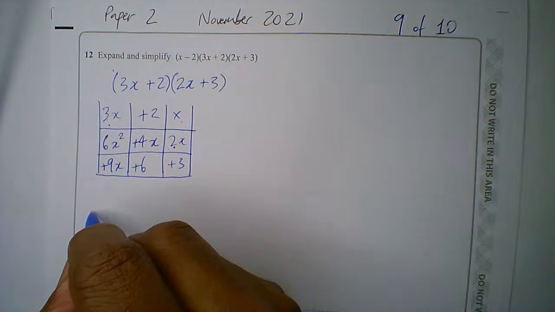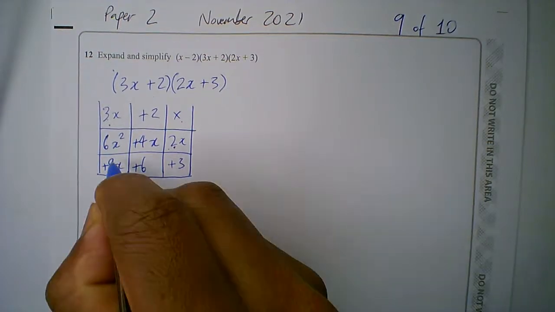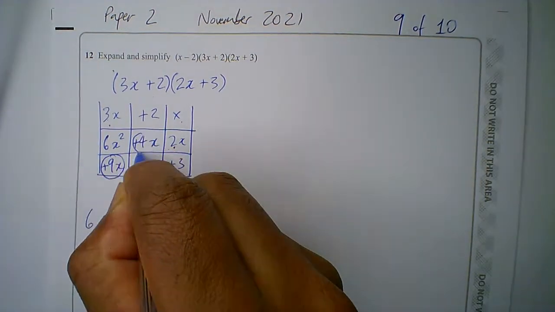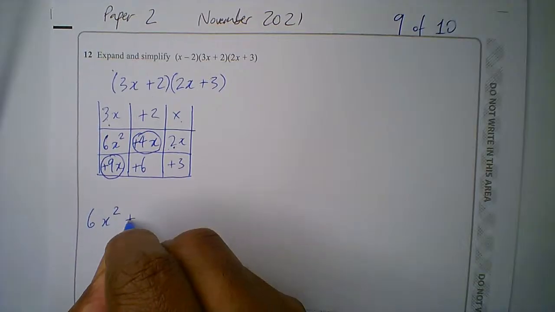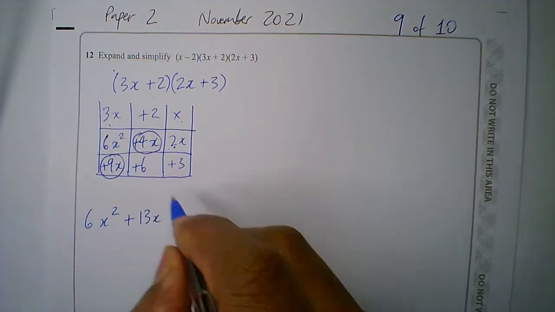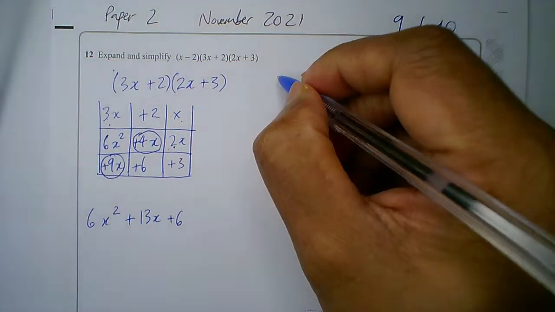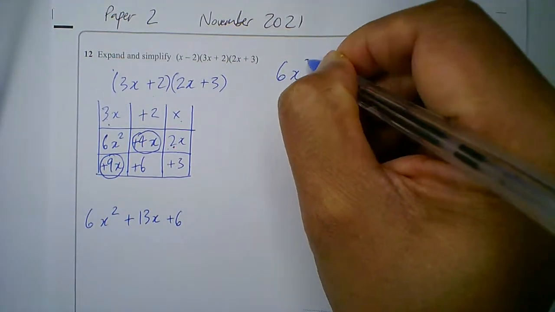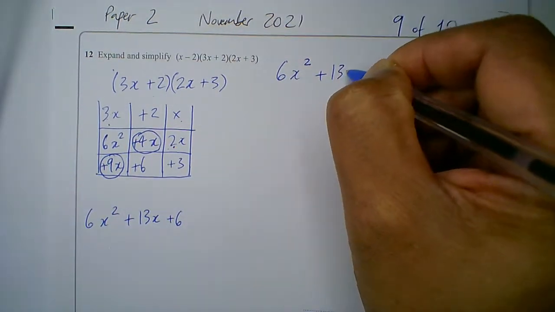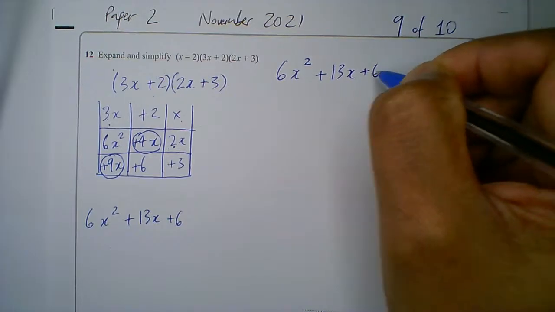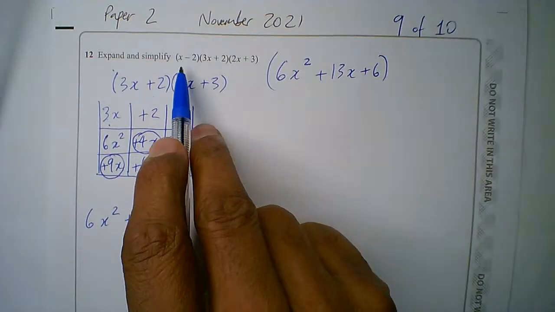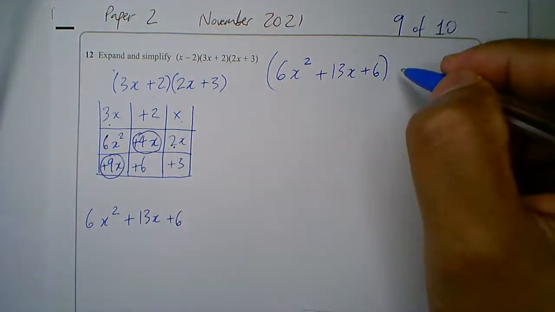Now I simplify. 6x squared. I've got 9x plus 4x gives me 13x. Then I've got my last term plus 6. Now I've got my answer. I'm going to multiply my answer, 6x squared plus 13x plus 6, with my third term, which is x minus 2.